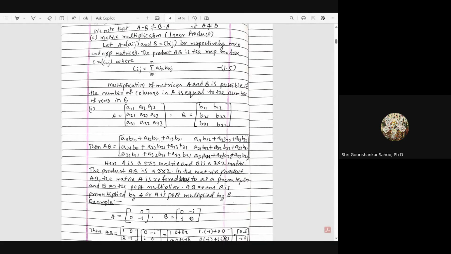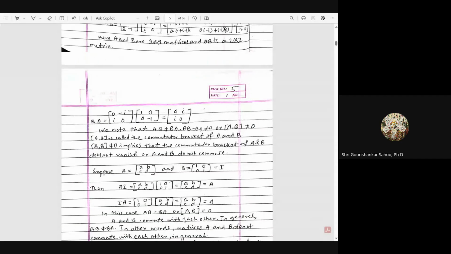Are you getting it? You can see on the screen. So there is an example. If A is equal to 1, 0, 0, minus 1, and B is equal to 0, minus i, i, 0, which in quantum mechanics are Dirac matrices, then AB is equal to 0, minus i, minus i, 0. So this is nothing but the inner product of AB.